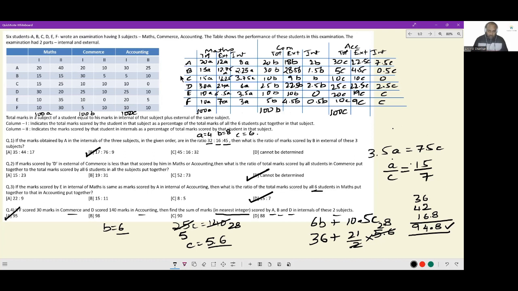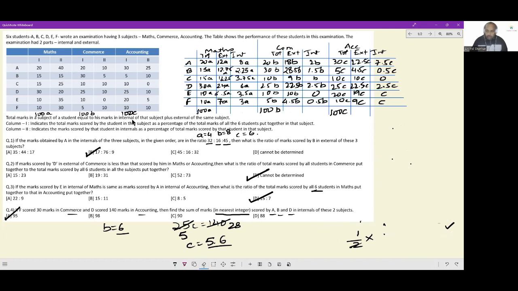You did not really need to create this table in order to get to the answers here. You could have really, even with the working of 100A and 100B and 100C, and then let's say for the first question, I'll do the working without necessarily using the numbers from the table. And then you can perhaps see why creating the entire table was not necessary per se. Marks obtained by A in internal of maths was 40%.